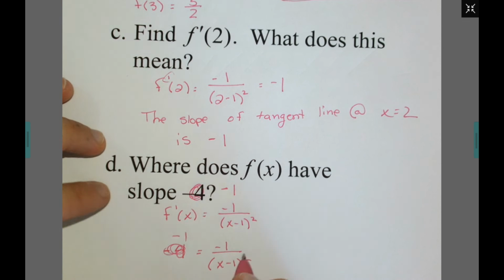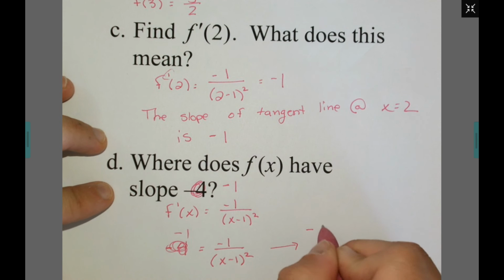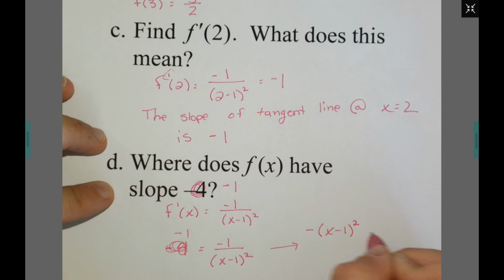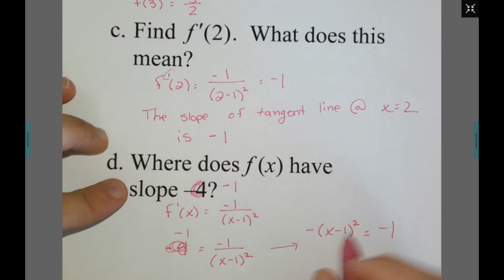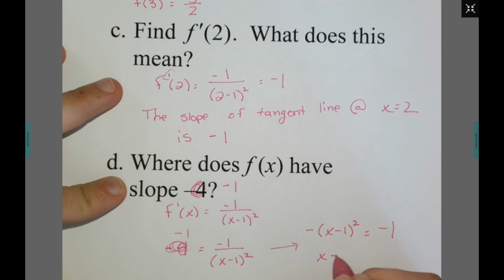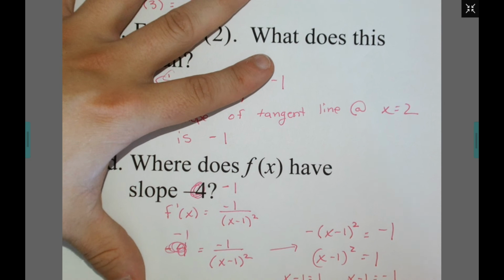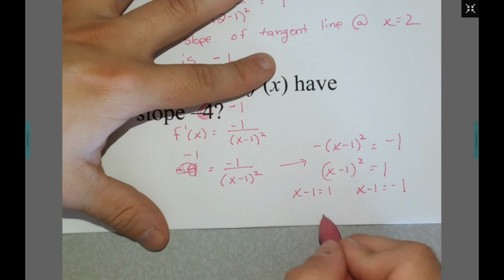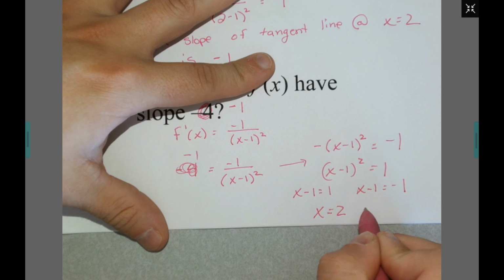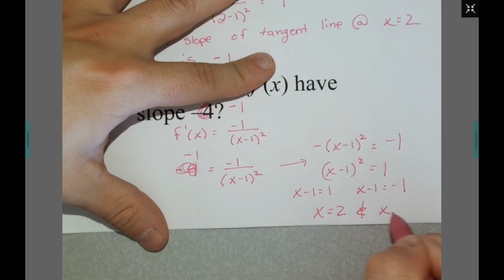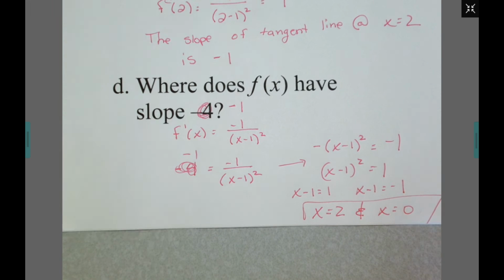We go ahead and multiply it up. We get negative (x minus 1) squared equals negative 1. Divide the negative 1 out. Go ahead and solve by square roots. Remember, when you solve by square rooting, you need both a plus and a minus. So I'll get x minus 1 equals a positive 1, and x minus 1 equals a negative 1. Solving it, it's going to occur at x equals 2 and x equals 0.